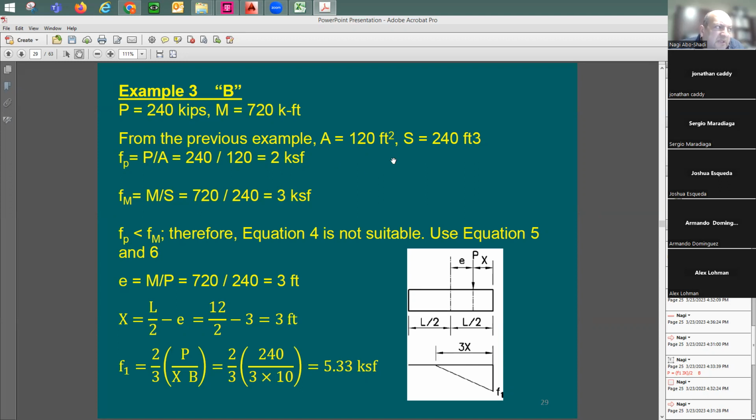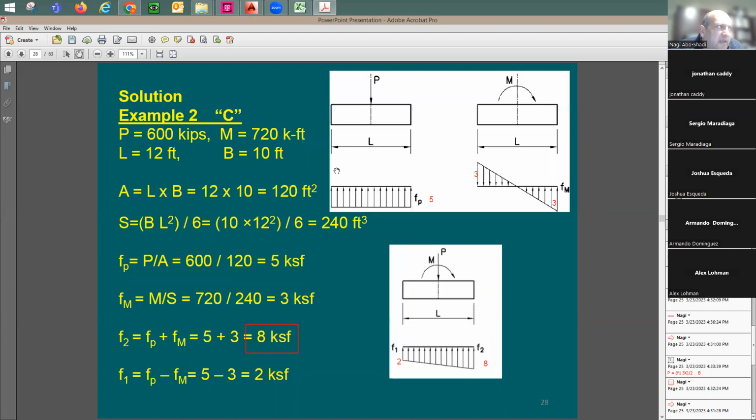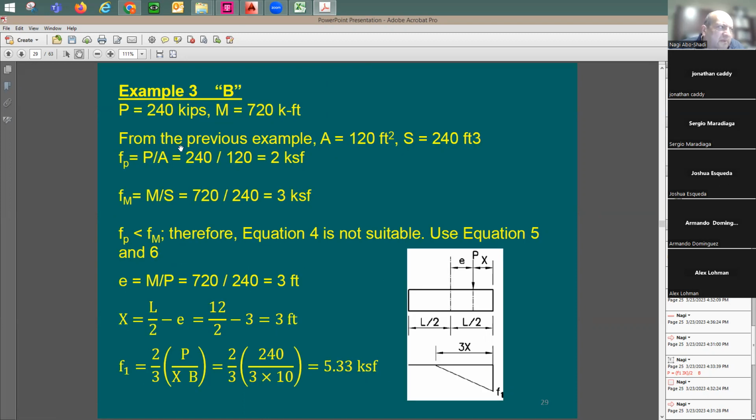So now I cannot use this equation. What equation? I cannot use this equation that says you add one side, F2 is going to be the pressure coming from here plus here. You can't really do this. You need to use this equation. You need to find out the eccentricity. Your eccentricity here is 3 feet. Why? Because you have 720 moment and 240 axial load. So you have here 3 feet. Total length of the footing here was 12 feet. You can say from here to there, L equals 12. Subtracting 3, of course after you divide by 2, you'll end up with 3 feet.